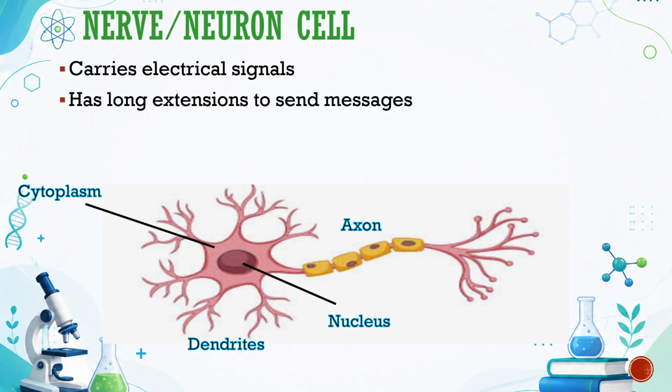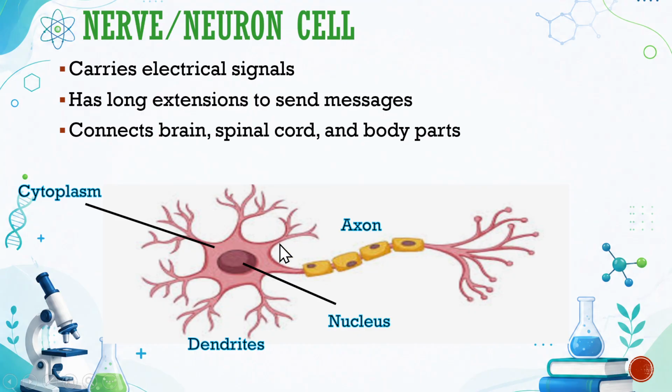Now these signals are supposed to be passed through some cell. Those cells which carry these electrical signals, holding some message for a particular part of the body to perform a given function or action, are the neurons. That's where the function of neurons is to carry electrical signals. It has a long extension to send these messages, and that long extension is your axon. This is what you see over here. It has the function of sending the messages.